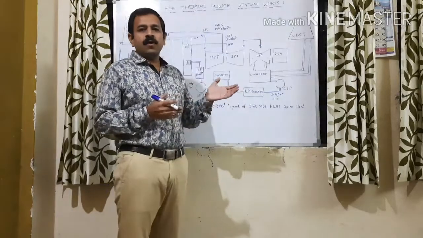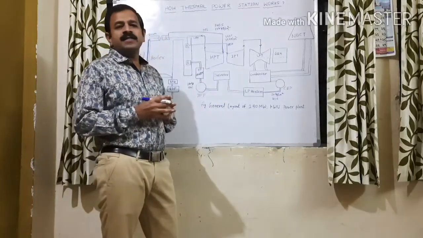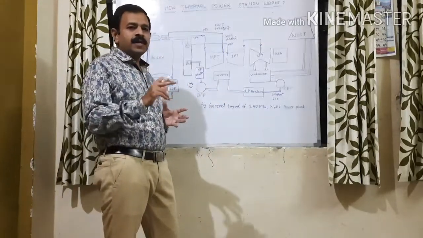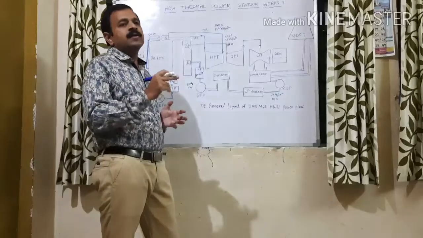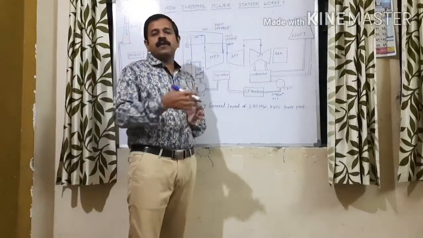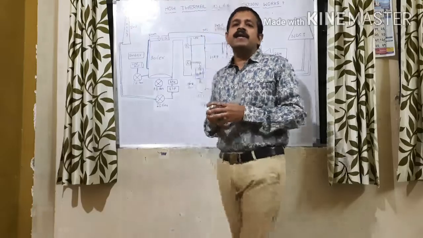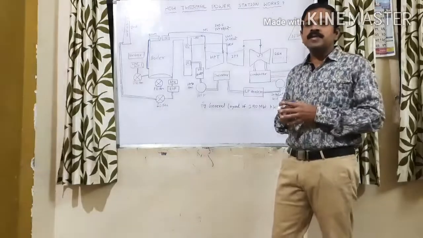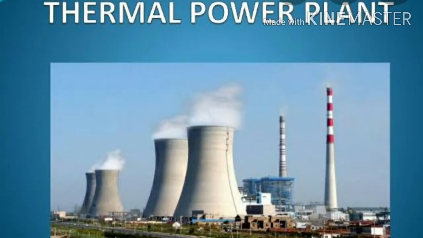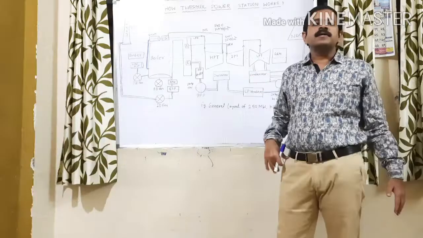After utilization, the steam is condensed in the condenser, and that DM water is again sent to the boiler for the closed cycle loop. This is called the Rankine cycle. In India, nearly 70% of the power generation that we are using we are getting from thermal power stations.